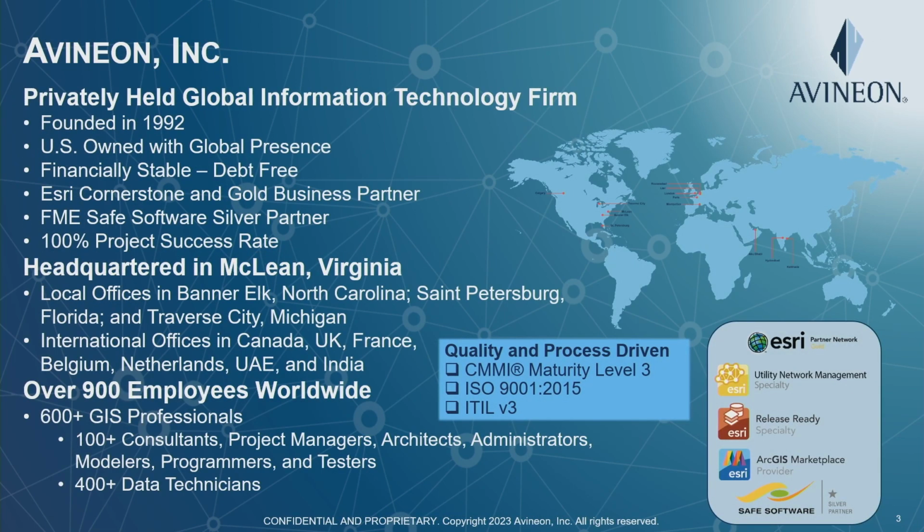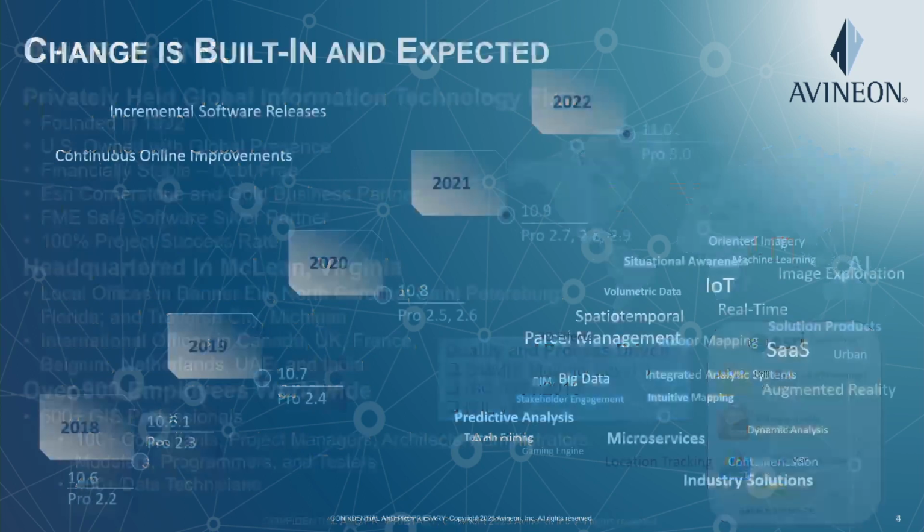Again, for those of you that don't know, Avinion is a privately held technology firm with a global presence, several offices in the U.S. My former company, Highland Mapping, was acquired and merged with Avinion last year, and we provide lots of great services, including managed services and utility support and things of that nature.